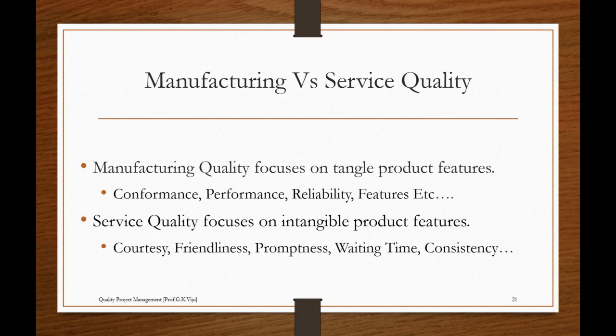Manufacturing versus service quality. Manufacturing quality focuses on tangible product features like conformance, performance, and reliability, and service quality focuses on intangible product features like courtesy, friendliness, promptness, waiting time, and consistency. Originally, quality was founded in the manufacturing industry. It is now widely applied in the manufacturing and service industries.